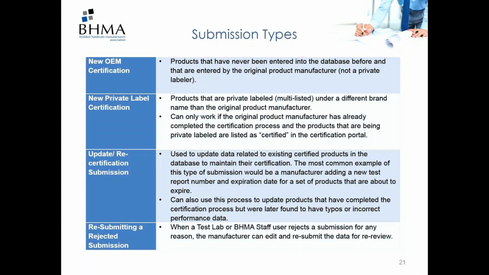So the third type that we have in this table is an update or recertification submission. You can use this type of submission to either update data that you realized is wrong in the database for products that are currently certified, or you would use this process if the products that you have in the database are going to expire because it's now been almost 4 years from the original test report.